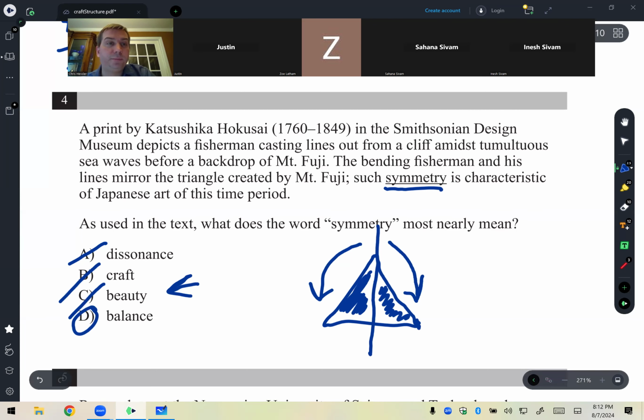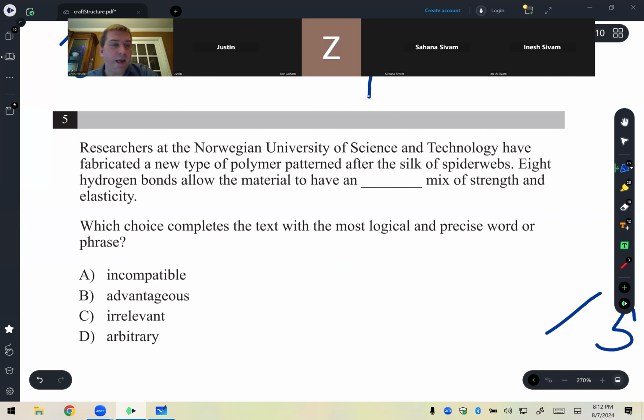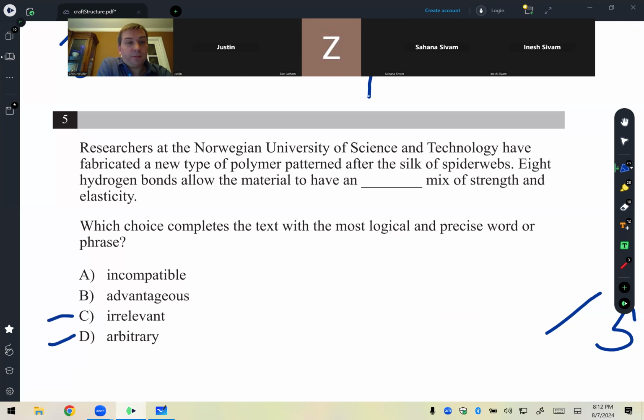On to the last one. Researchers, and again, consider the charges. Look at these pejorative words. Irrelevant, arbitrary, advantageous, incompatible. I mean, I haven't even read the question yet. I'm already thinking about an answer. Think about the charge of the words.